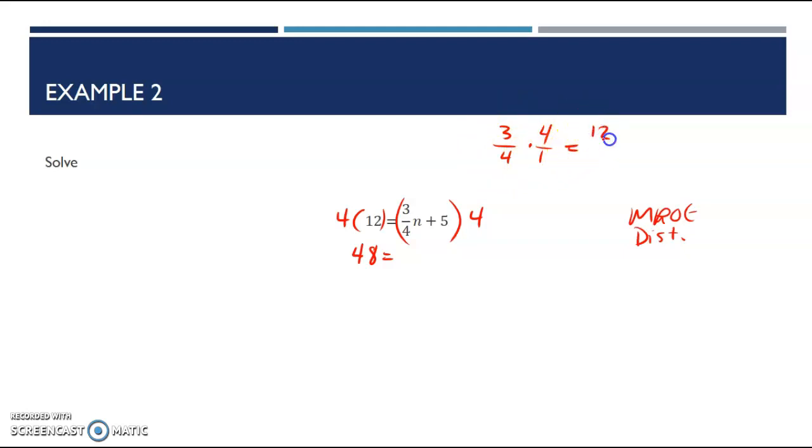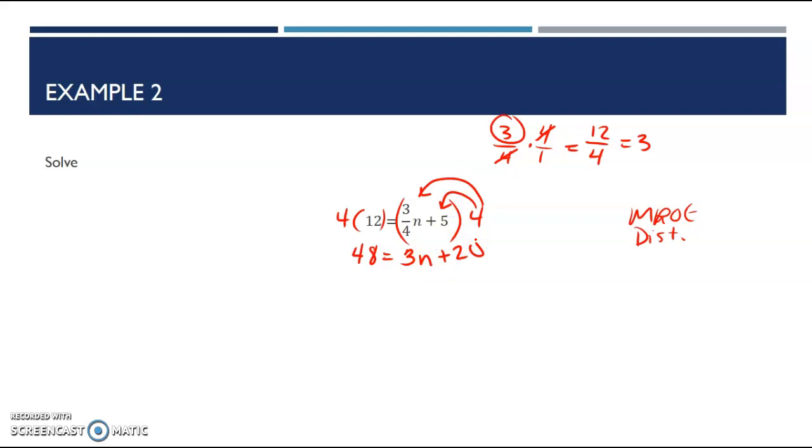So we would get 12 over 4, which equals 3. Or because I see the 4 in top and bottom, I know that divides out and I'm left with just 3 over 1, which is 3. Either way, whichever you're more comfortable with, it is 3n. So I take that 4 times the 3/4, and then I'm going to take my 4 times 5. And 4 times 5 is 20.